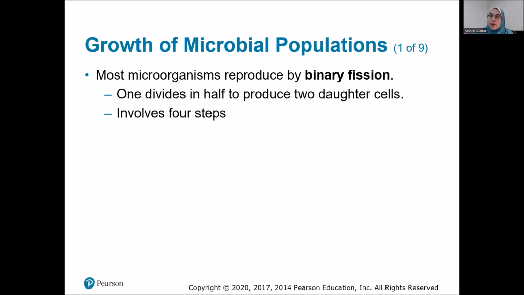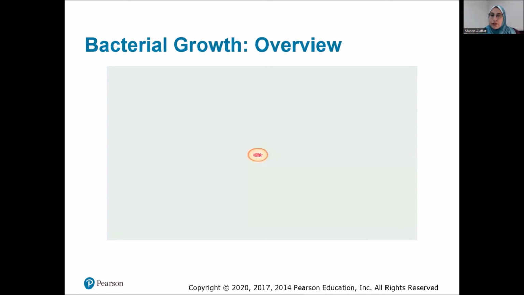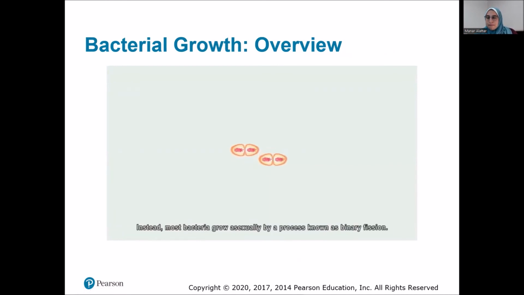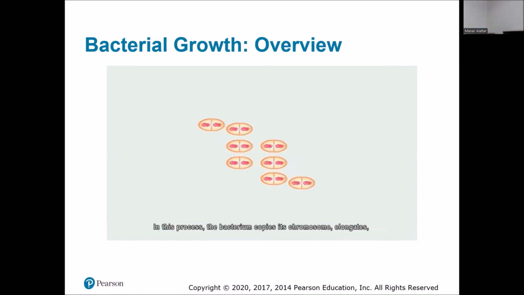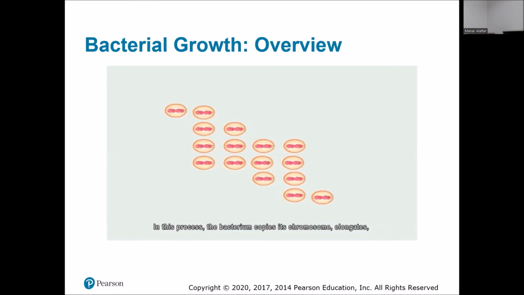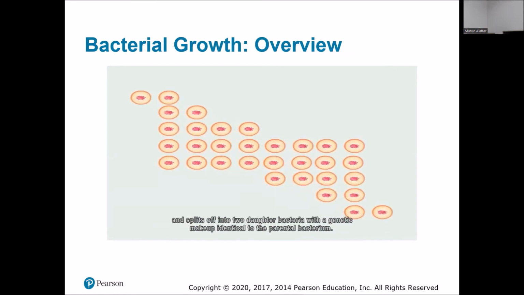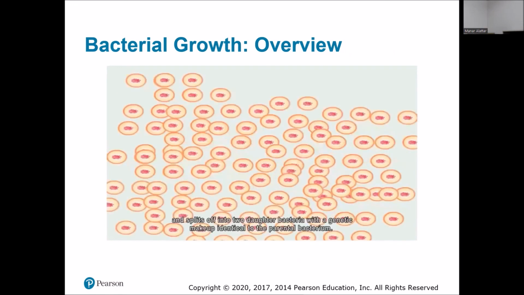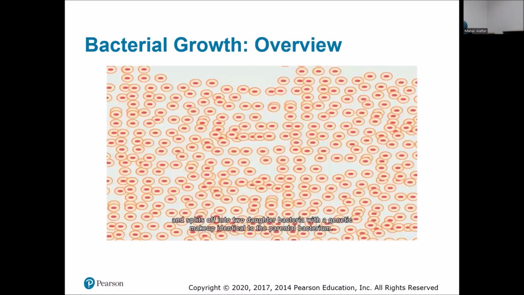So what's going on when you're growing these microorganisms on the various media? First, let's review binary fission, which we've talked about. Bacterial cells do not divide by meiosis and mitosis. Instead, most bacteria grow asexually by a process known as binary fission. In this process, the bacterium copies its chromosome, elongates, and splits off into two daughter bacteria with a genetic makeup identical to the parental bacterium. Each daughter cell can continue the doubling process. This process happens rapidly, so the number of bacteria present in a solution can increase very quickly.